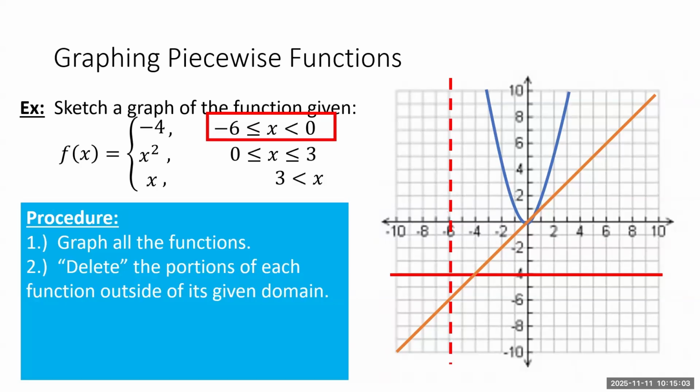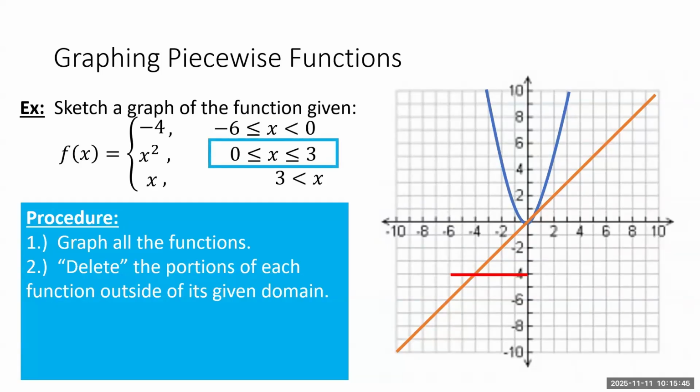So I'm going to draw a vertical line at -6 and a vertical line at 0. And I'm going to erase the constant function on either side of those lines. So I'm going to erase the part of the horizontal line to the left of the vertical line x = -6, and I'm going to erase the horizontal line to the right of the line x = 0. And so now I've got a line segment of the horizontal line at y = -4, ranging from -6 to 0. We'll get to the endpoints for the third part of our procedure.